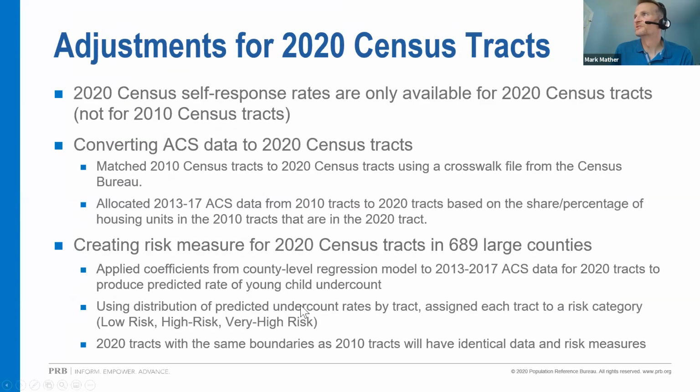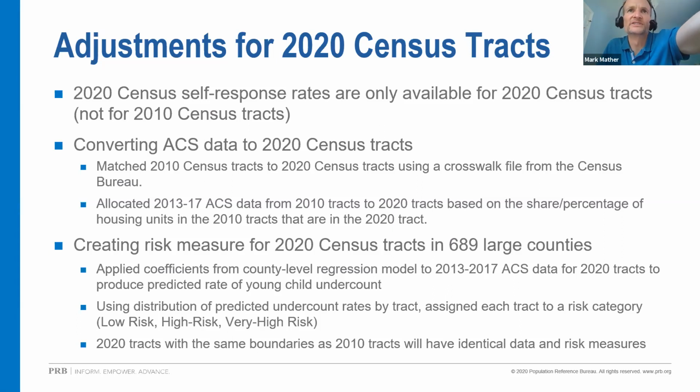But I do have to note one methodological note I need to mention, which is that the 2020 self-response rates are only available for the new 2020 census tract boundaries. I mentioned earlier that there are about 74,000 tracts in the country. Well, that's based on the 2010 boundaries. For the 2020 census, there are now about 84,000 tracts, and the data that the Census Bureau is providing on response rates are for those new tract boundaries.